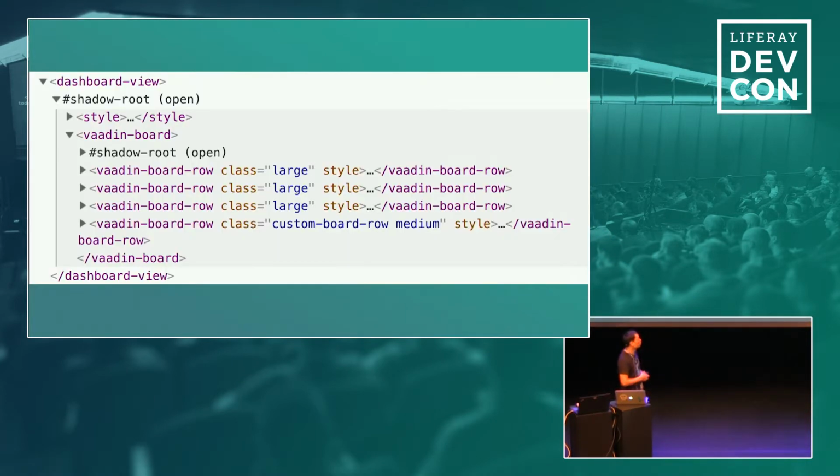And if we take a look at the dashboard view here, we can see under the Shadow DOM we have some styles, and then we have another custom element, Vaadin board. In the Shadow DOM of Vaadin board, we have again some Shadow DOM, and inside there we have even more custom elements. If we go to Vaadin board row, we will have more implementation details. But anyway, I think you get the idea.